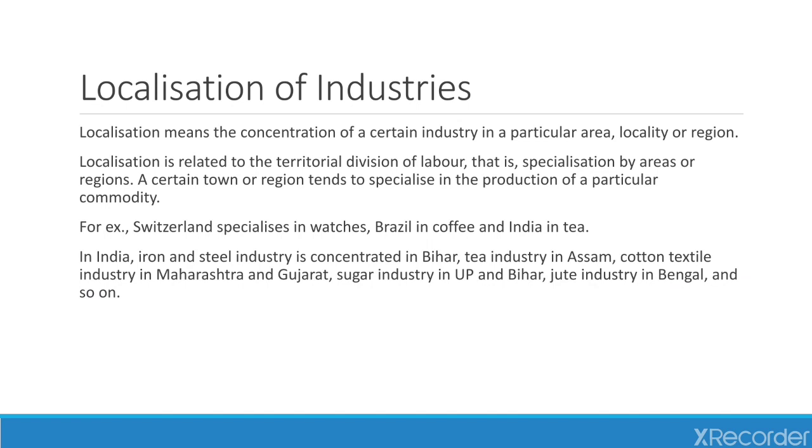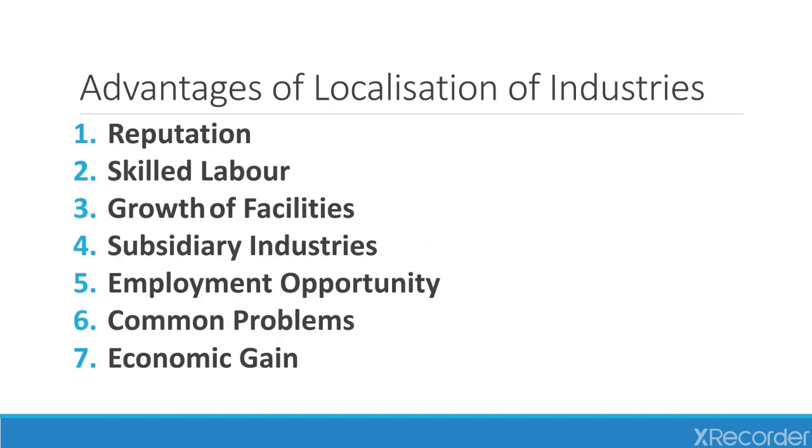In India, the iron and steel industry is concentrated in Bihar, the tea industry in Assam, the cotton textile industry in Maharashtra and Gujarat, the sugar industry in UP and Bihar, the jute industry in Bengal, and so on. These are examples of localization of industries. Moving further, advantages of localization of industries.